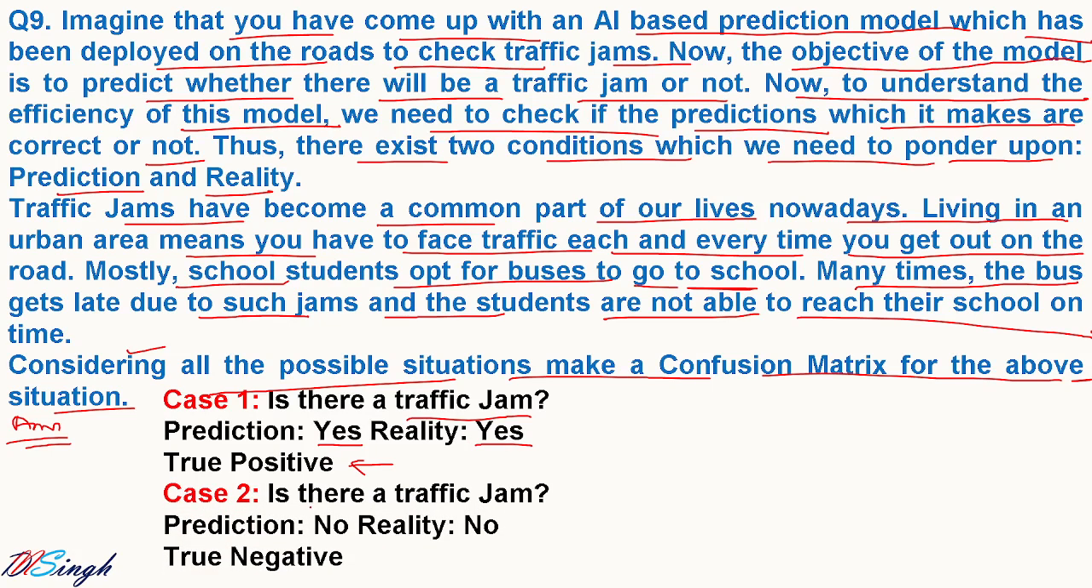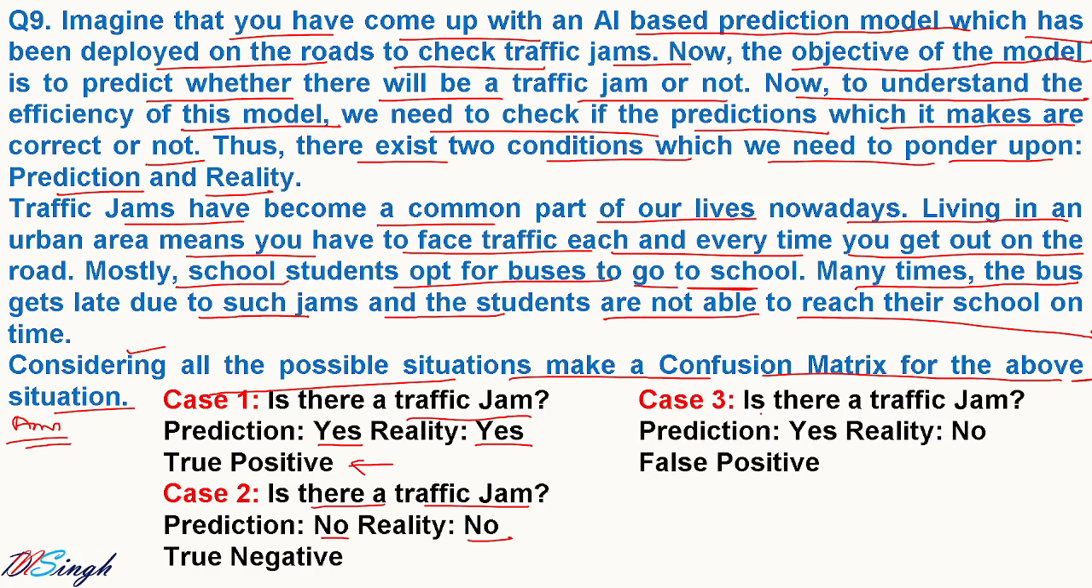In case number 2, we will again ask the same question. If there is no traffic jam, it will predict no, and in reality there is no traffic jam. This is a case of true negative because prediction and reality both are same. So the first word is true and the next word is negative. As you can see, the prediction value is no.